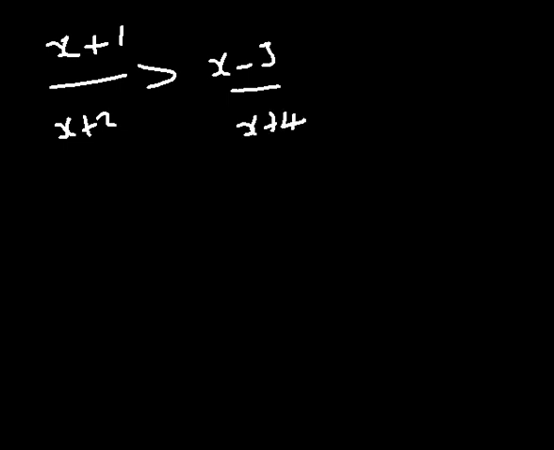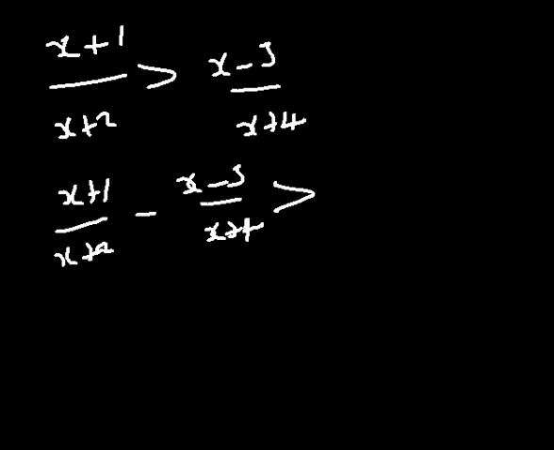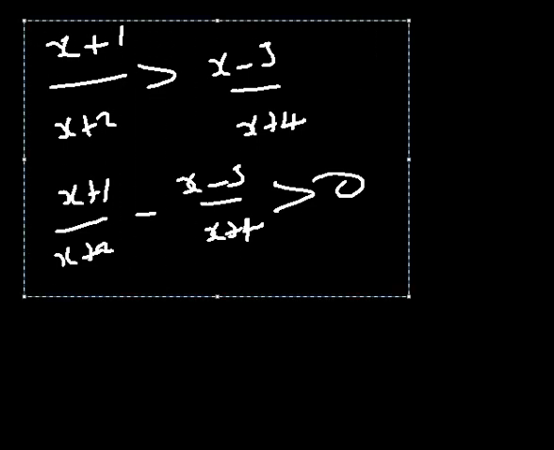So how should we be able to have the solution for this problem? And of course we'll have to transfer this one to the other side, and that will be given as x plus 1 over x plus 2 minus x minus 3 over x plus 4, which is greater than 0. Now express this one as a single fraction, so that you should have the expression in a quotient form the way you have discussed it before. Now you'll be able to have that one. So try that one at your own time.